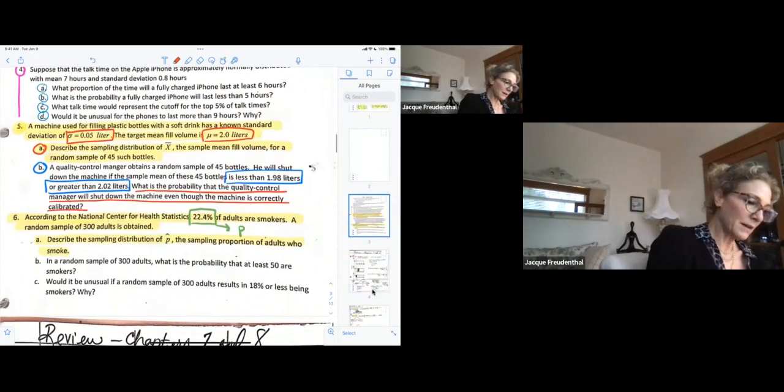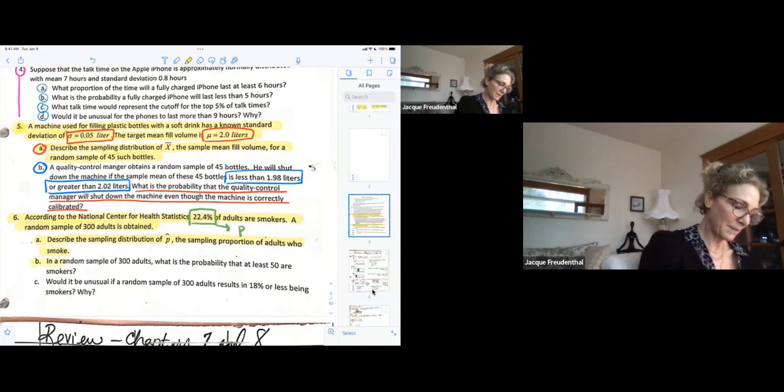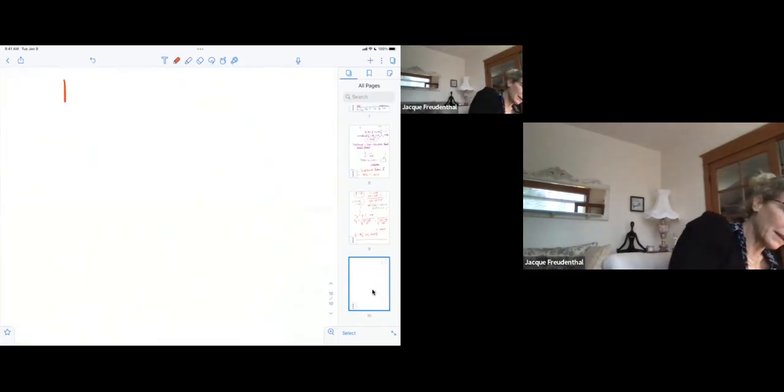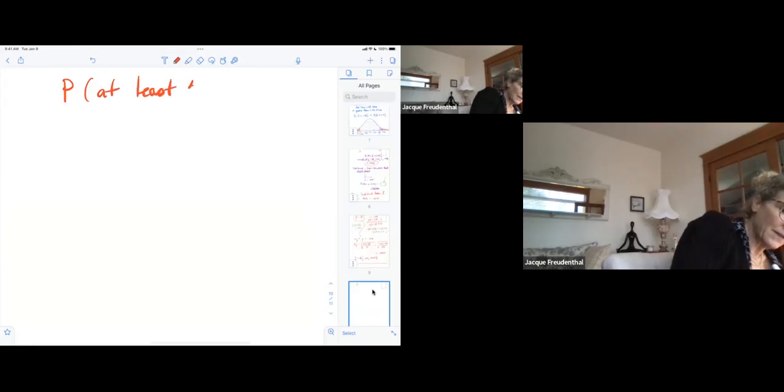Okay, so now we're on part B. In a sample of 300 adults, what is the probability that at least 50 are smokers? At least 50 are smokers. So we're looking at the probability at least 50 are smokers. Okay, so let's write that in this inequality.